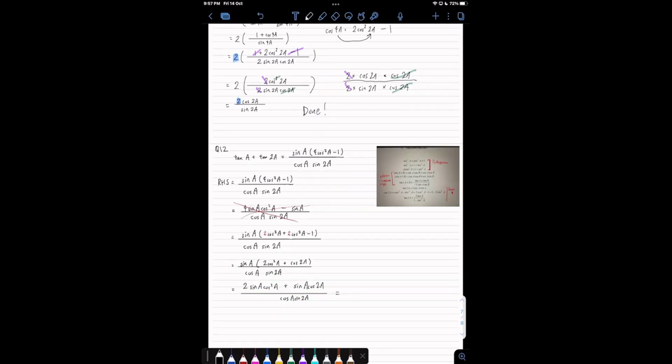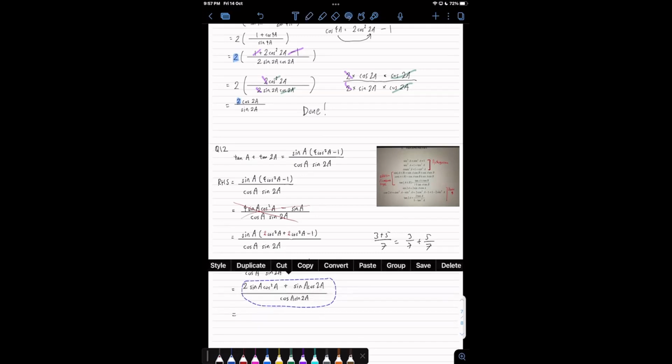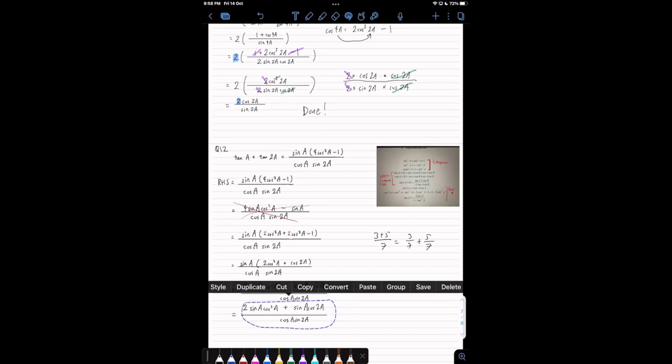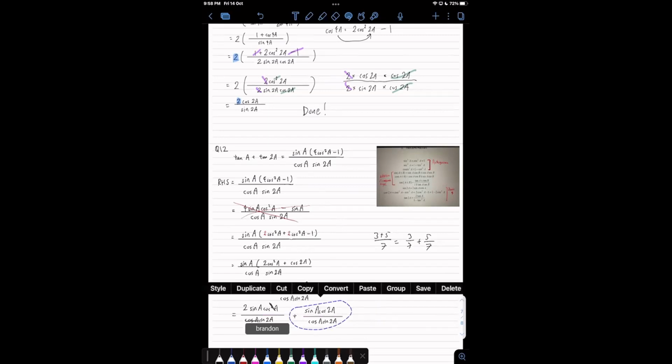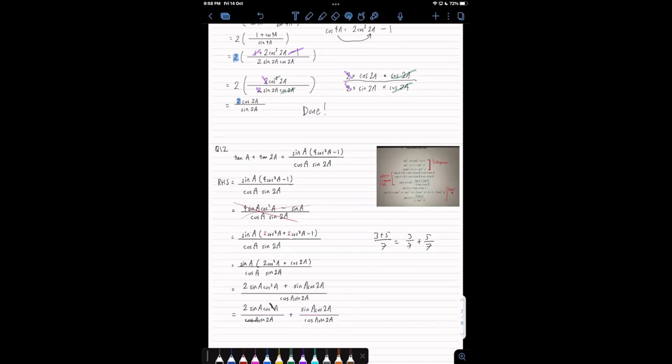Do you agree that 3 plus 5 over 7 is really just 3 over 7 plus 5 over 7? Okay. So we can split. You get what I'm saying, right? Just split the fraction. So let's do that over here and over there. Let me make it look neater a bit. Like this. Okay?